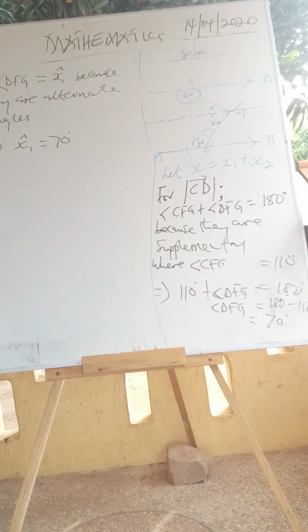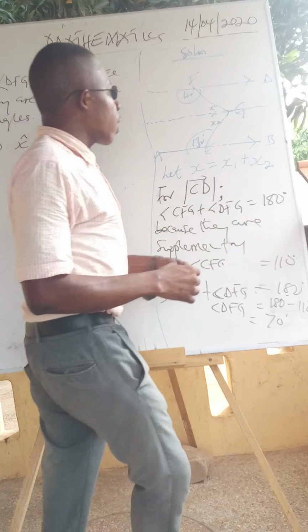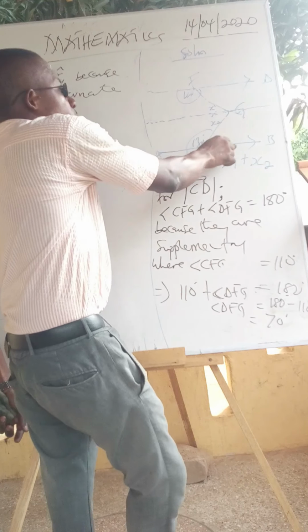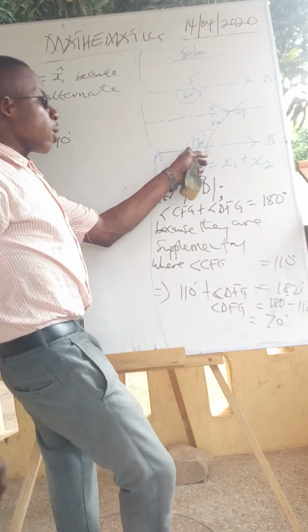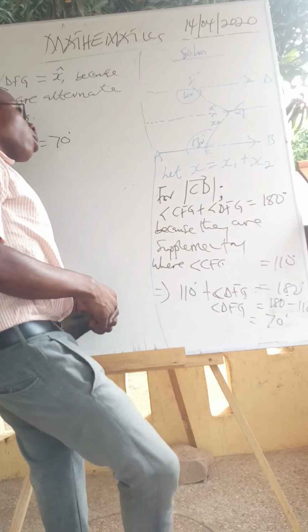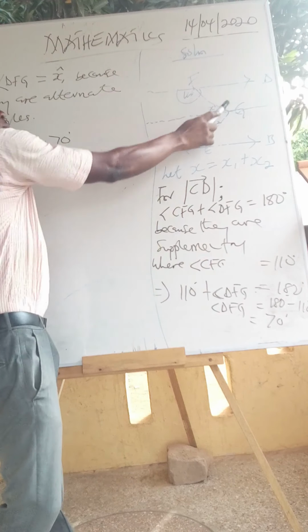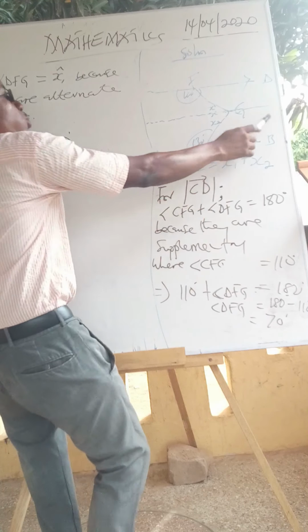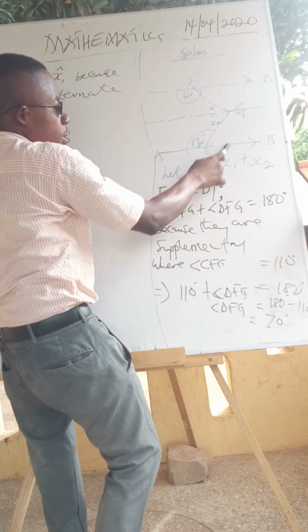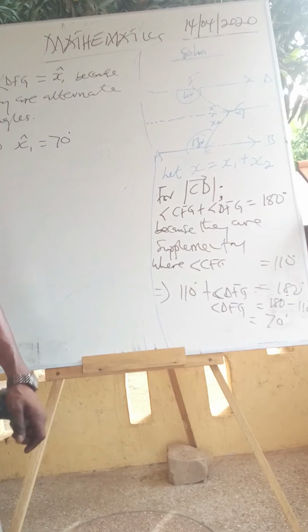Now let's work for x2. We can get x2 and this one are also alternating. So when you take this angle, that's angle AEG, and that of angle BEG, this angle and this angle. So they are also supplementary, because they are angles on a straight line. If you take this line.